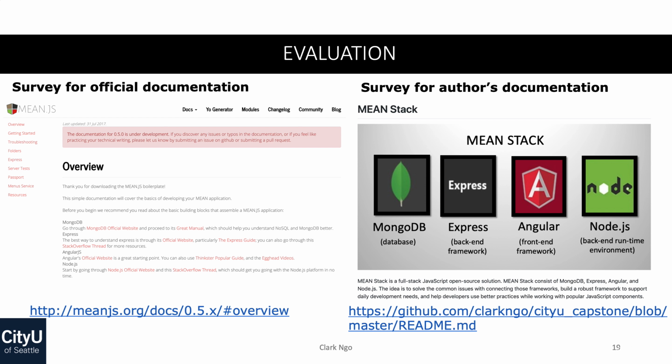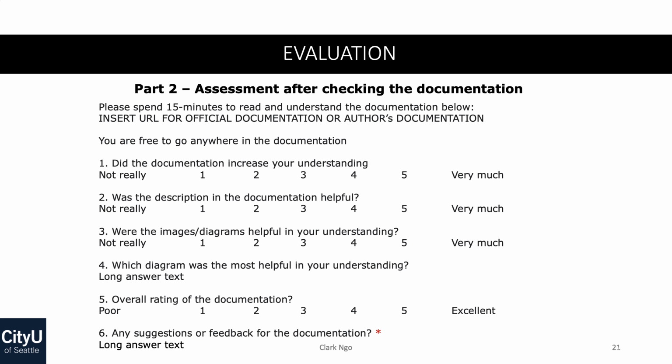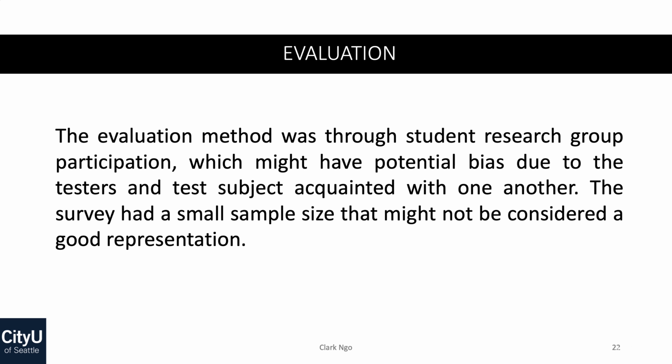Now for the evaluation, we have participants answering the survey for the official documentation, and a different set of participants for the survey for the other documentation. We ask them their level of knowledge for all the keywords in the research, and also check the increase in level of understanding, and which part of the documentation was helpful: the diagrams, the description, the overall rating, and any suggestions and feedback. Again, it might have potential bias as a research group, and also has a small sample size.